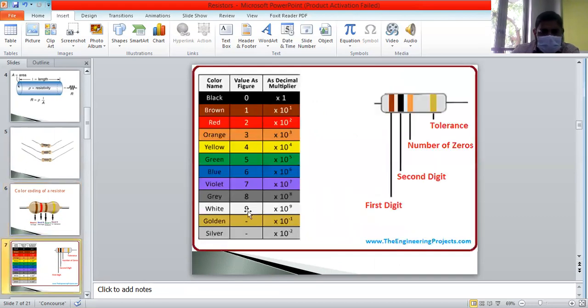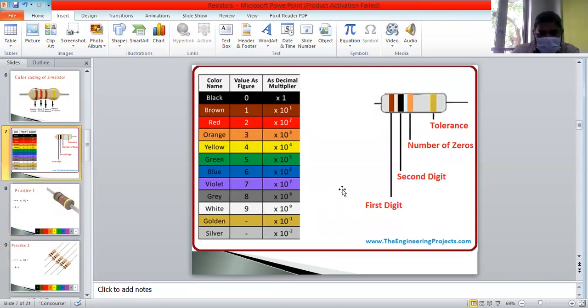We can look here. These 3 lines are giving the value of resistance. The first 2 lines are giving the first digit and second digit. The third one is a multiplier. It's giving the number of zeros or power of 10. ठीक है जी, फोर्थ लाइन को भी बाद में डिस्कस करते हैं.